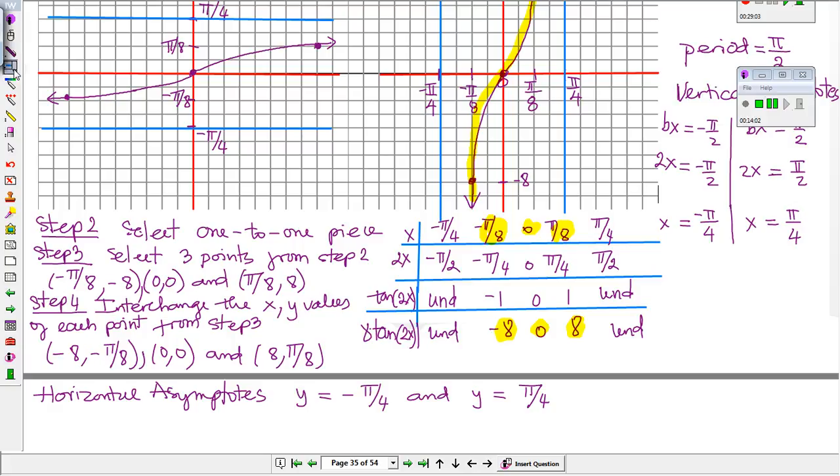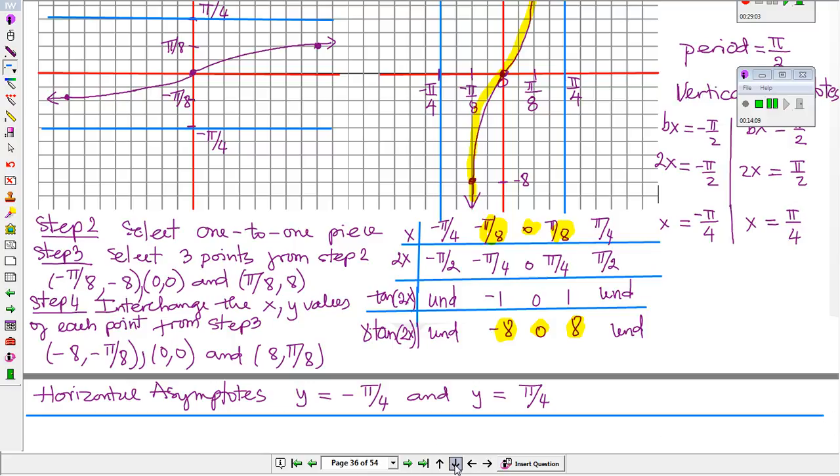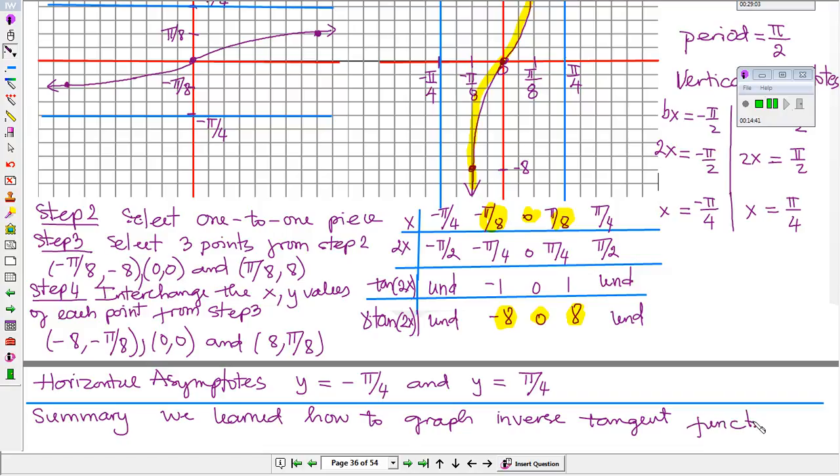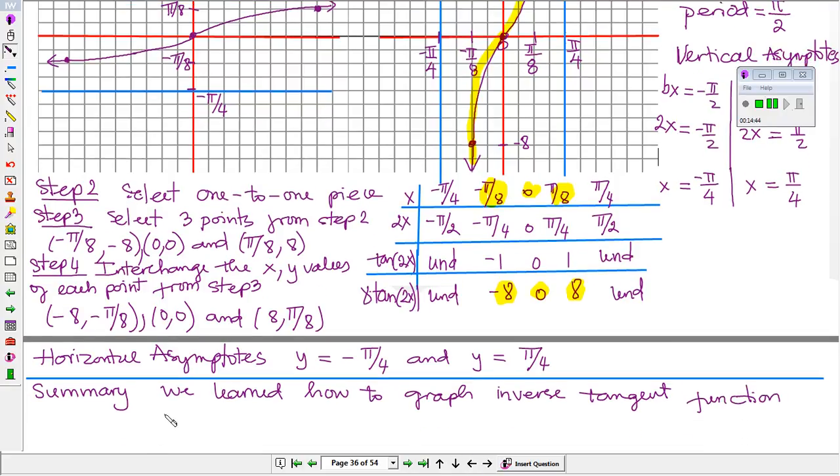So let's write down the summary. In this video, we learned how to graph the inverse tangent function, and the formula is y equals 8 inverse tangent of bx.